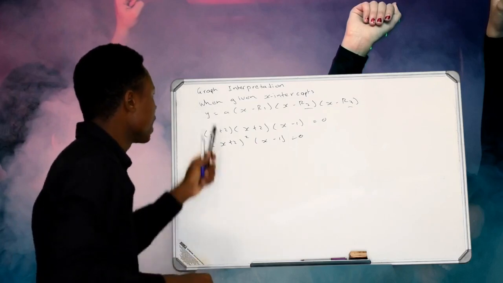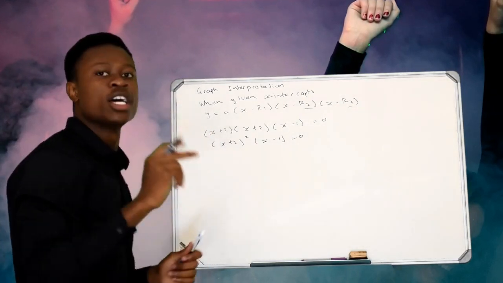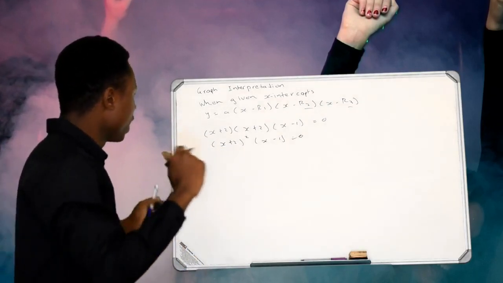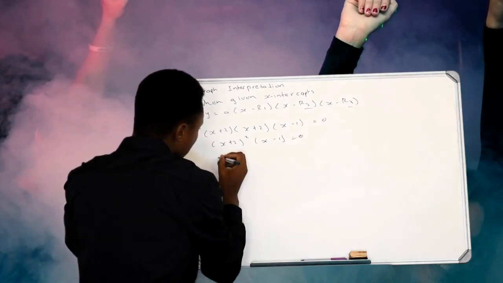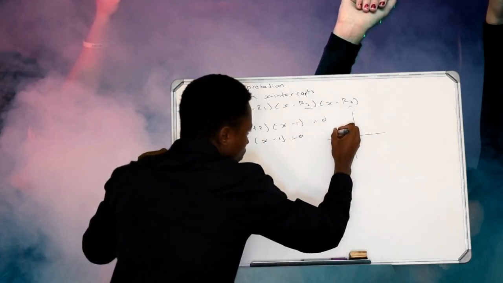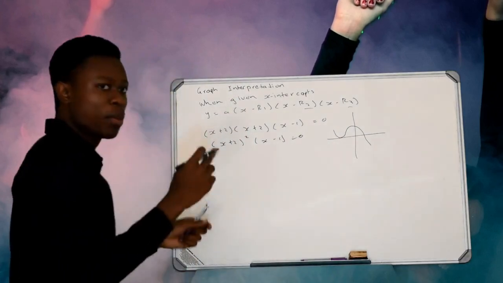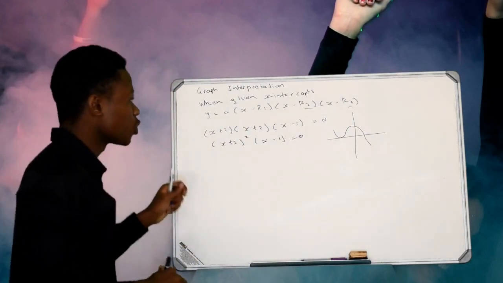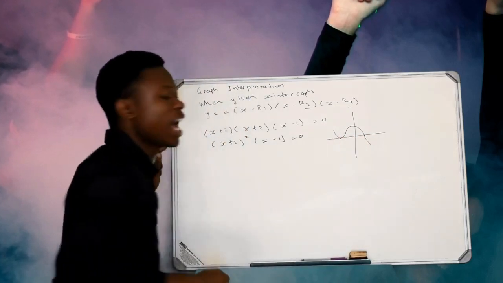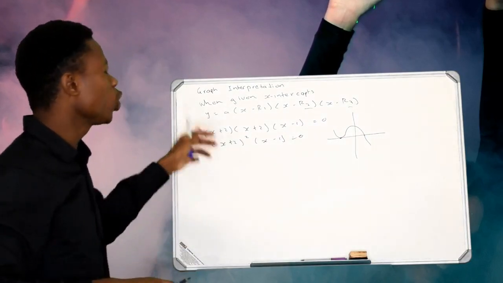So what does it mean? It means that my intercept formula should look a little different when I have intercepts that are the same. It means that my graph, let's say, looks like this. That's what my graph looks like. And if you can see for yourself, I only have two x-intercepts. But it's a cubic function.